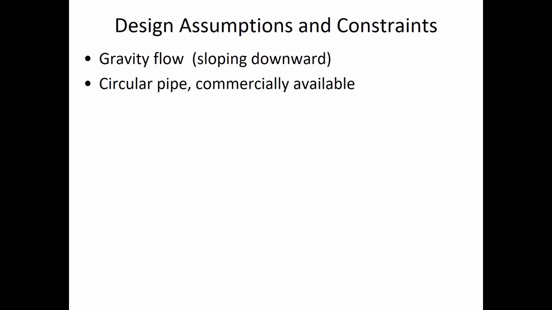Now, as much as possible, we want our collection networks to be gravity flow. That means you don't have to have pumps moving the water around, and you can really spend a lot of money on electricity pumping water from place to place. So usually, if it can be managed, you'd like to have your entire network just flow towards the low point in the city, and then it's discharged into the lake or the river by gravity.